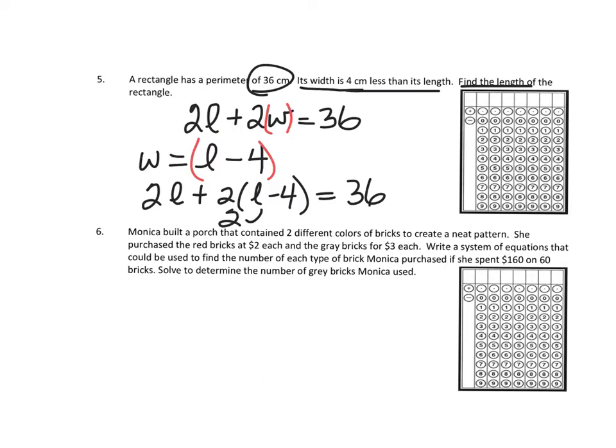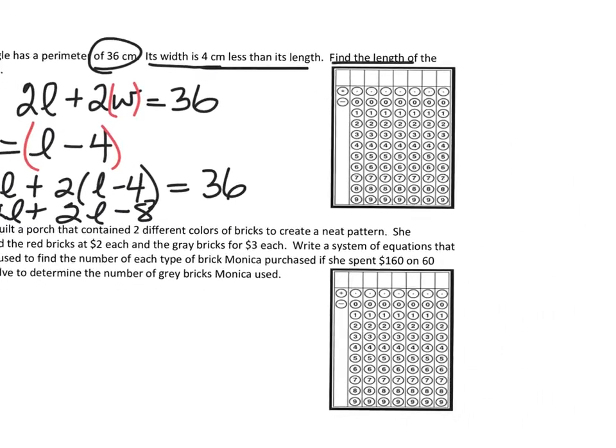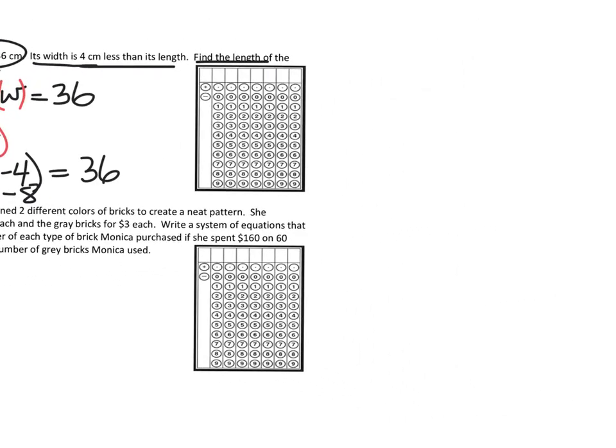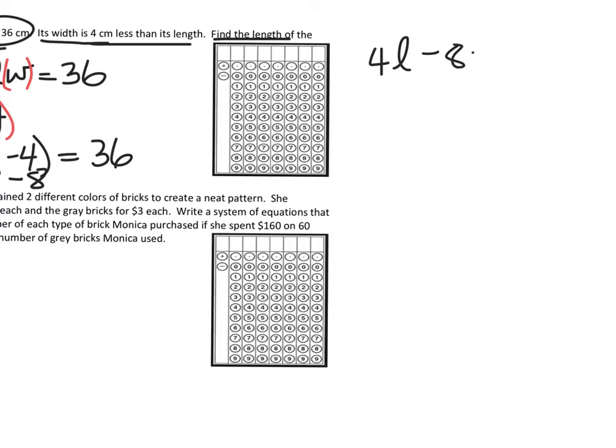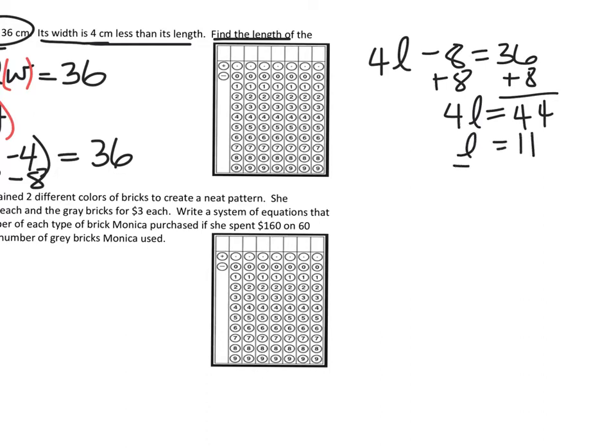So 2L minus 8 plus 2L. Now I have 4L minus 8 equals 36. So we're going to add 8 to both sides. And I get 44 equals 4L. Now divide both sides by 4. We have L equals 11. So the length is 11.